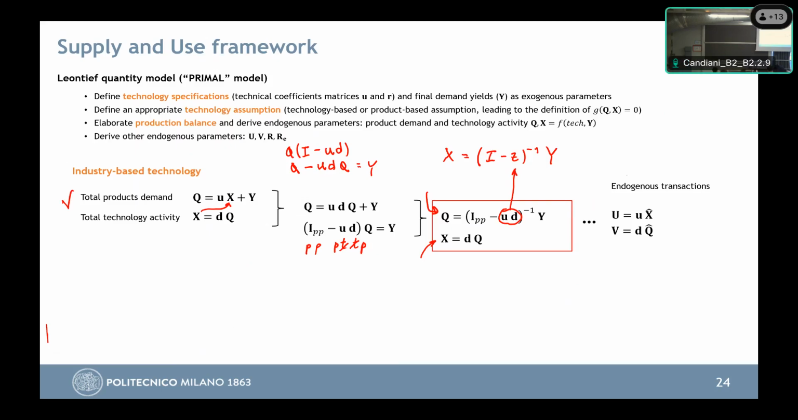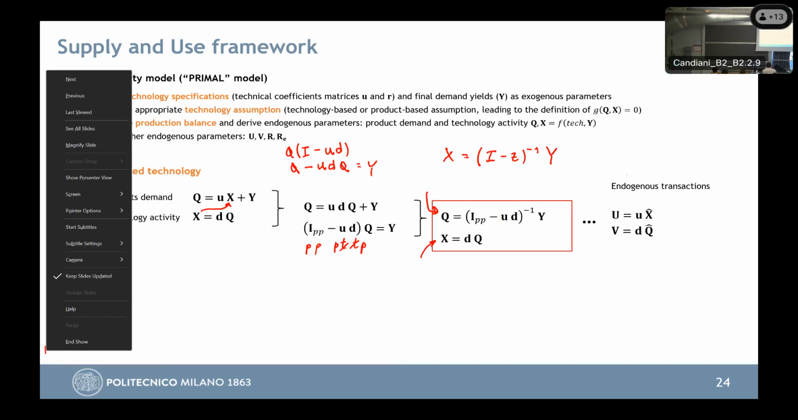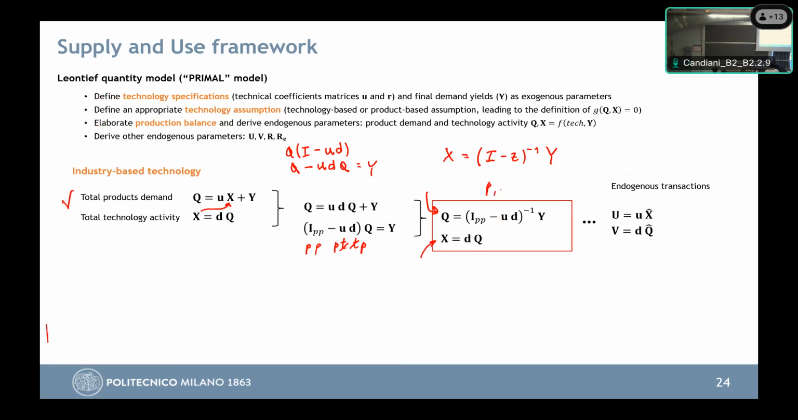So now, pay attention. This U times D, look at the dimensions: U is product by technology, and D is technology by product. So this final U times D is a product by product matrix. It means that this U times D can be seen as the product by product square technical coefficient matrix of the system.